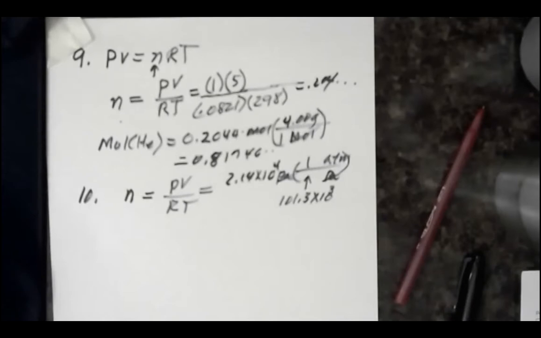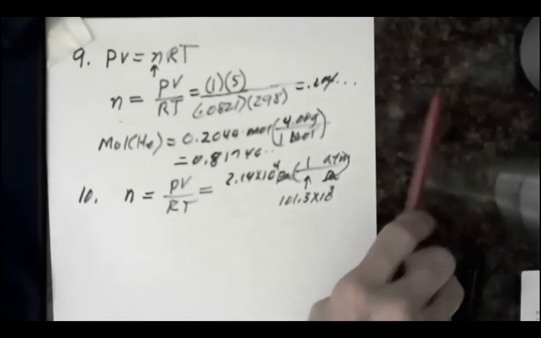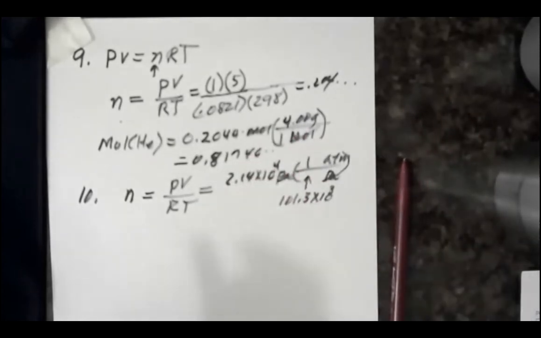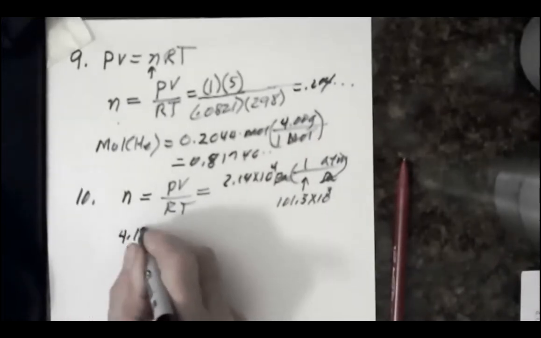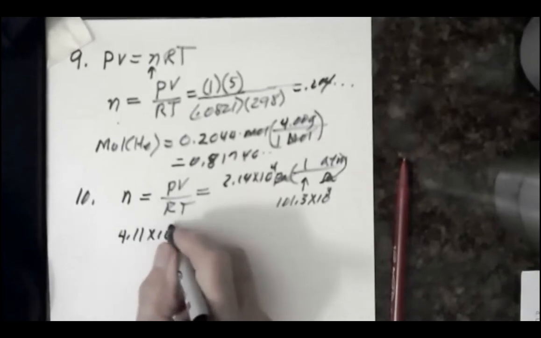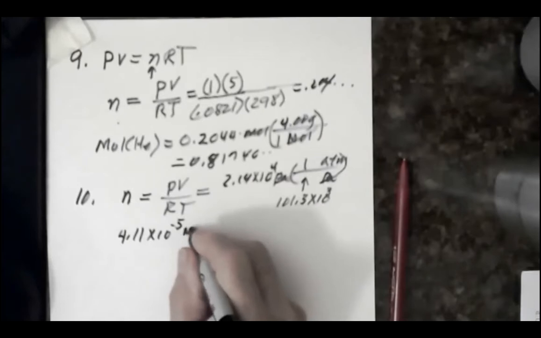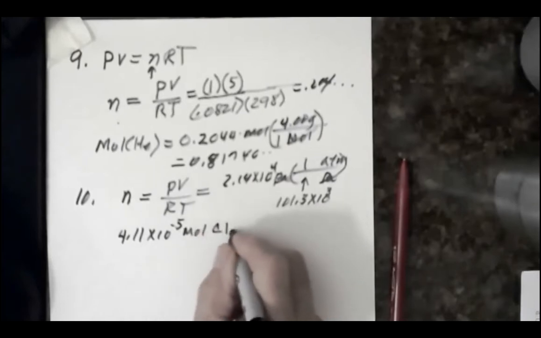It's at 40 degrees C, so I want to divide by R, divide by 0.0821, and divide by the temperature. The temperature is 40 Celsius, so I add 273, so it's 40 plus 273. And when I'm done with that, I come up with a fairly small number of moles. So I'm coming up with 4.11 times 10 to the -5th moles of Cl2.